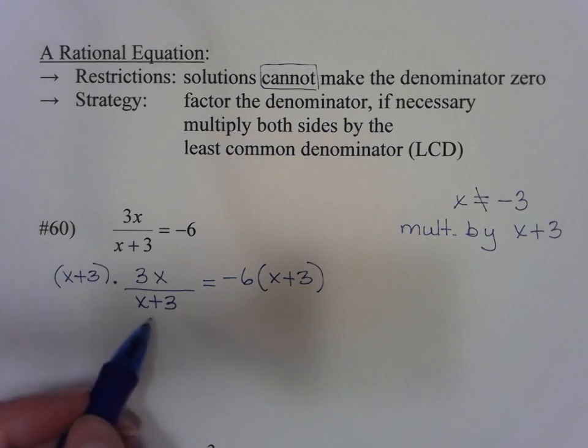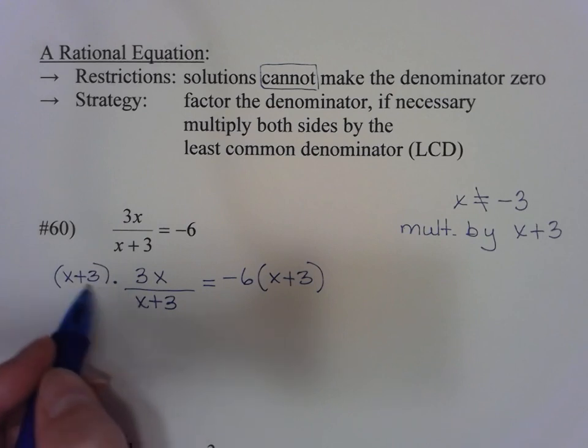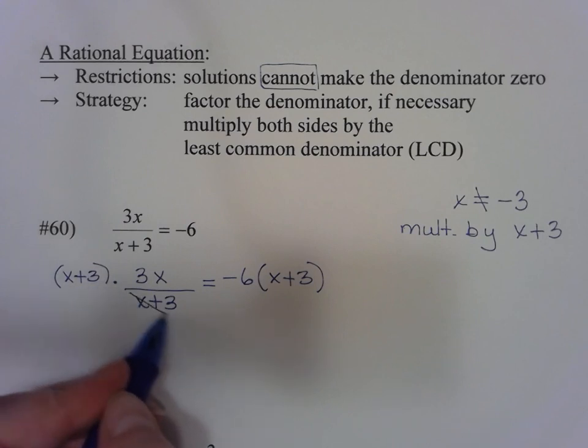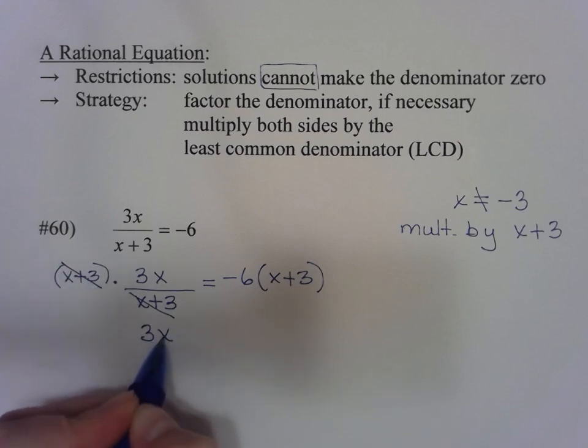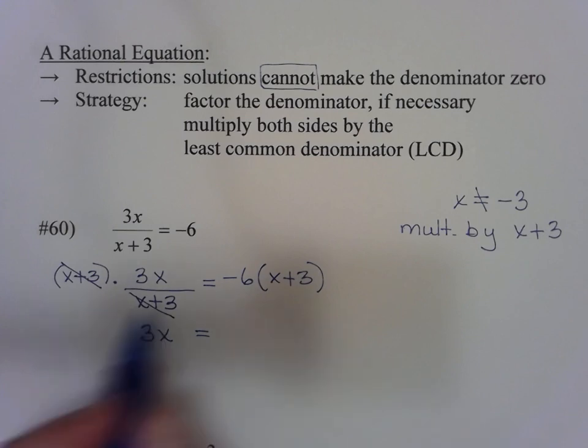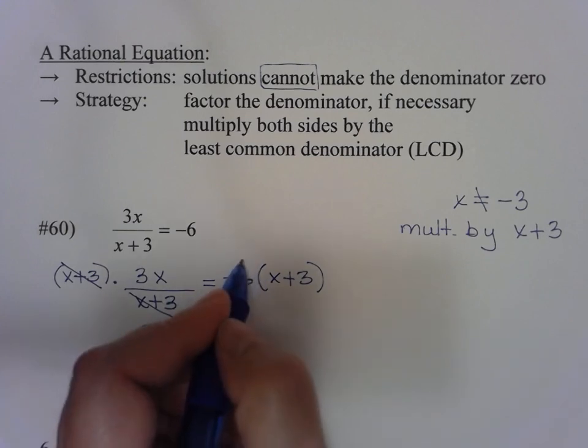The whole point of doing that is to remove the denominator. So x plus 3 divided by x plus 3 is 1. So these cancel. I'm left with 3x. I'm going to go ahead and distribute my negative 6.